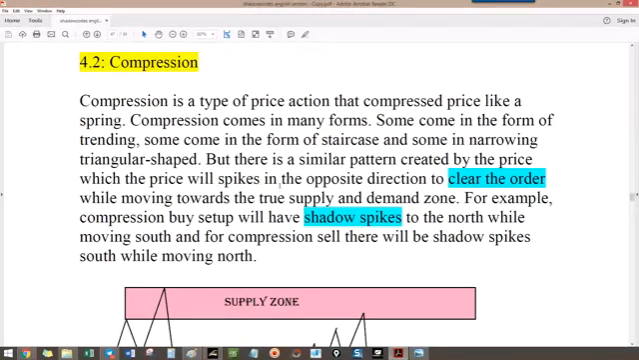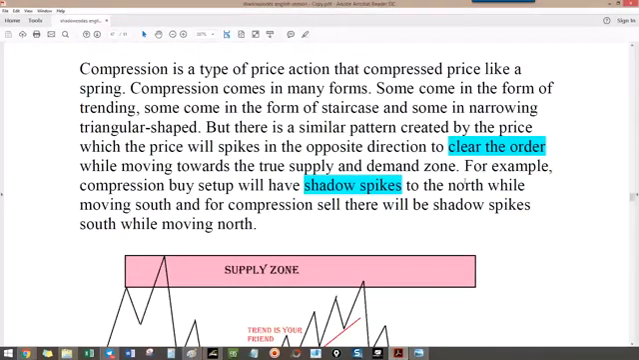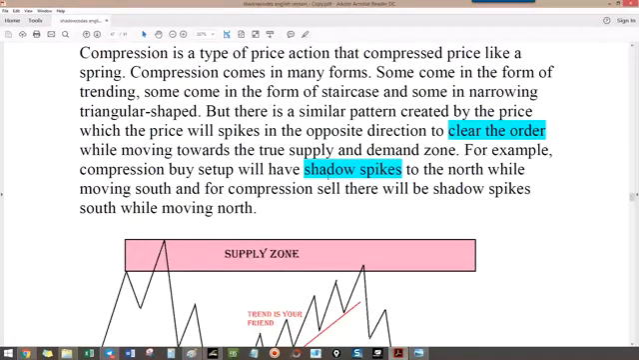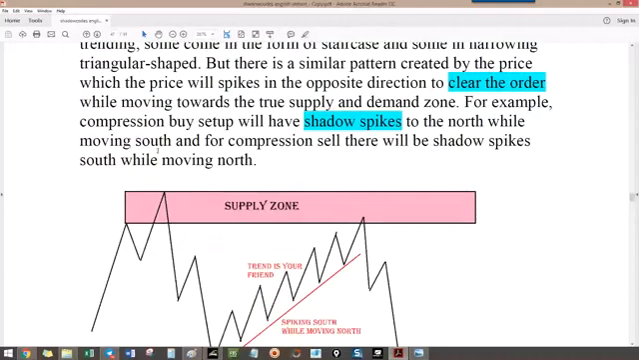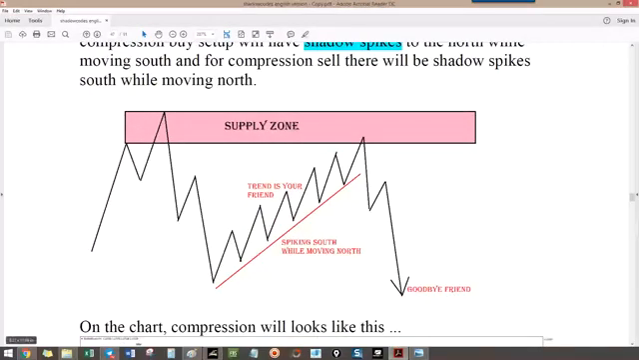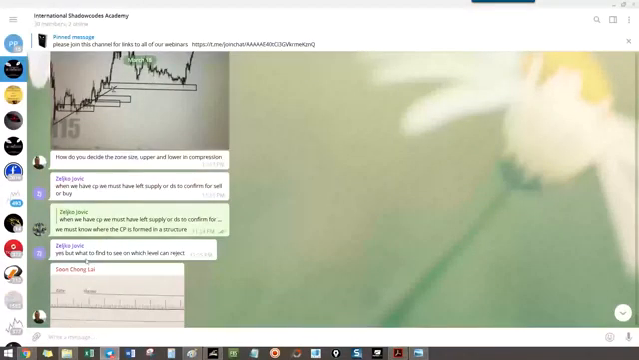Price will spike in the opposite direction to clear the order, while moving toward the true supply and demand zone. For example, compression buy setup will have a shadow spike to the north, while moving south, and for compression sell, there will be a shadow spike south while moving north. So let's see Zelko's question.